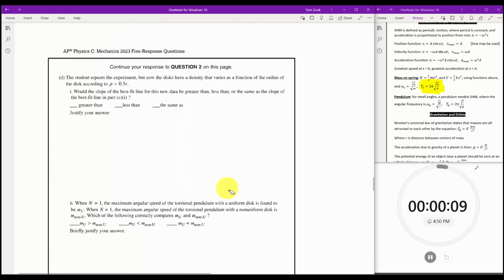Part D, if you make it to this part in the real FRQ, you'd just be skipping it. It says the student repeats the experiment, but now with discs that have a density that varies with the function of radius. Rho is equal to 0.3 r. Sweet. Love when they throw in volume densities into the problems. Would the slope of the best fit line of the new data be greater, less than, or the same? Well, this is the mass density.